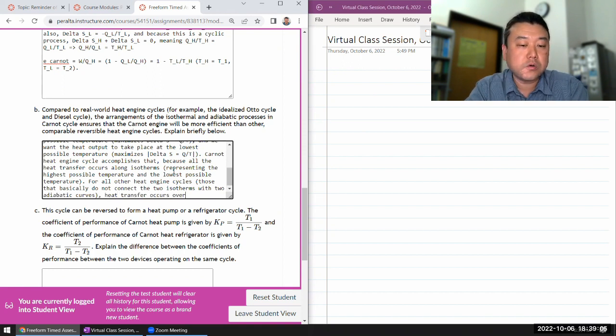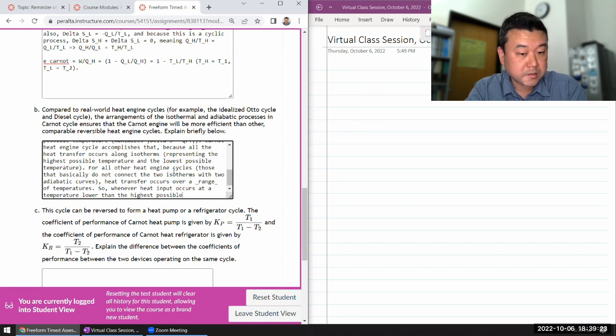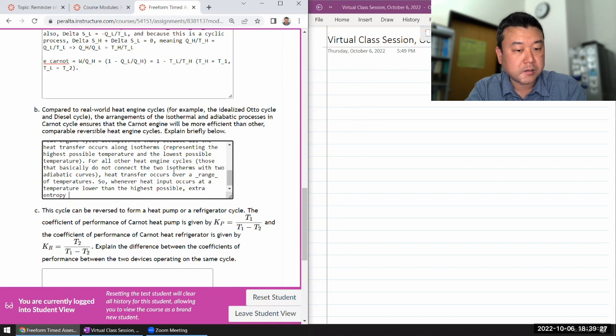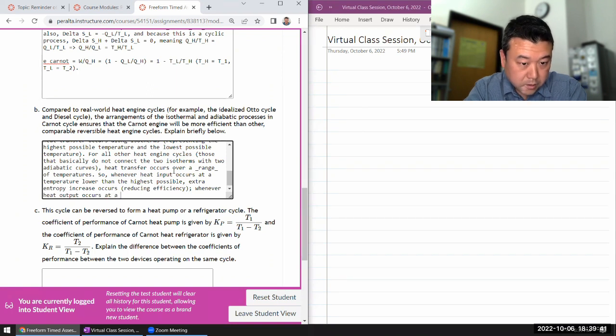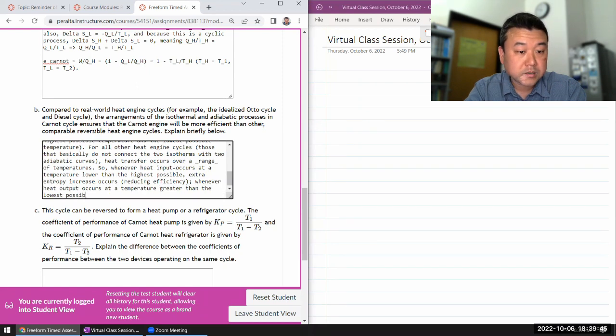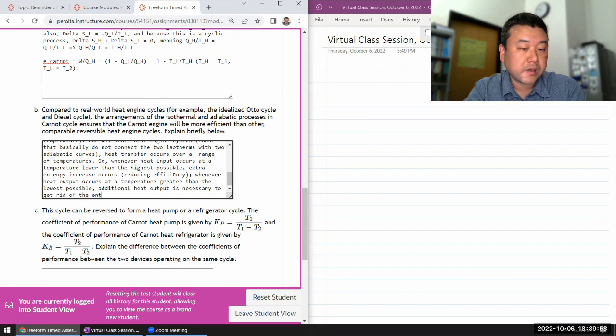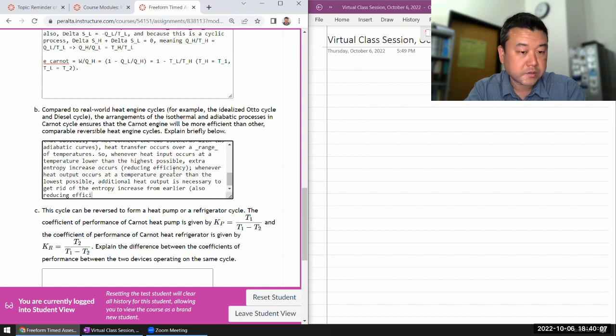Heat transfer occurs over a range of temperatures. So whenever heat input occurs at a temperature lower than the highest possible, extra entropy increase occurs, reducing efficiency. And whenever heat output occurs at a temperature greater than the lowest possible, additional heat output is necessary to get rid of the entropy increase from earlier, also reducing efficiency.